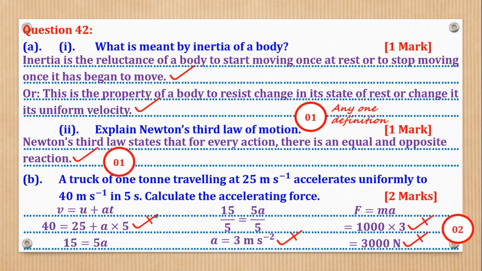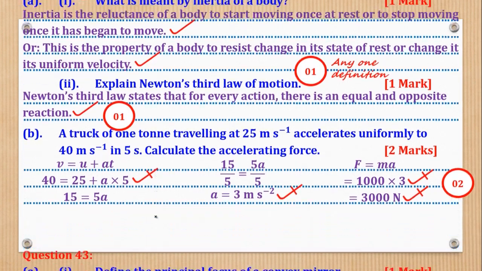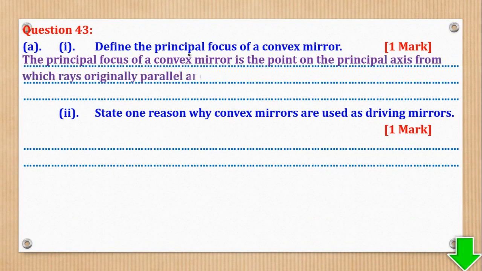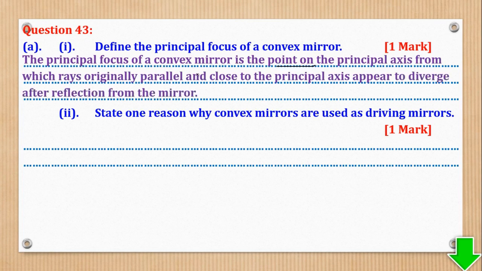And that's how marks would be awarded. Question 43, part A, Roman 1 says, define the principal focus of a convex mirror. So the principal focus of a convex mirror is the point on the principal axis from which rays originally parallel and close to the principal axis appear, this word has to be seen, appear to converge after reflection from the mirror.